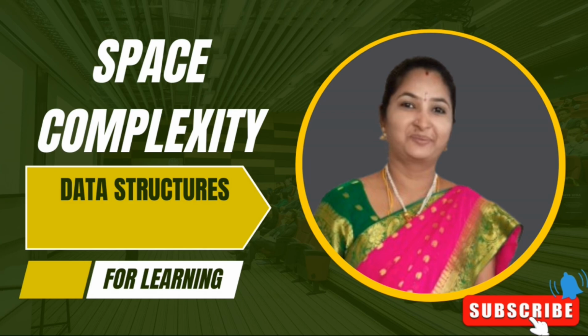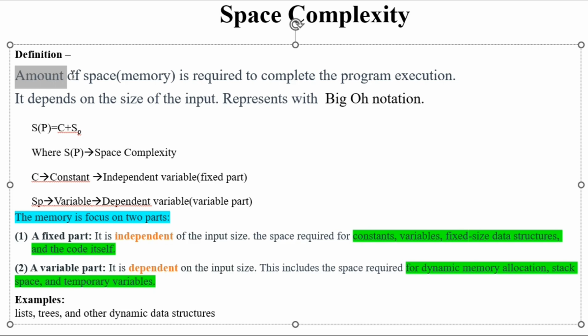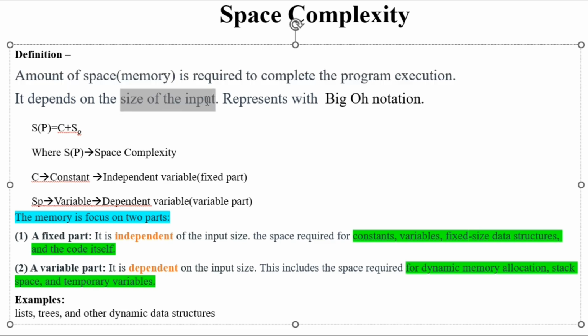Today's topic is space complexity. So we'll define the space complexity. It is the amount of space required to complete the program execution, and it depends on the size of the input. It is represented with the big O notation.